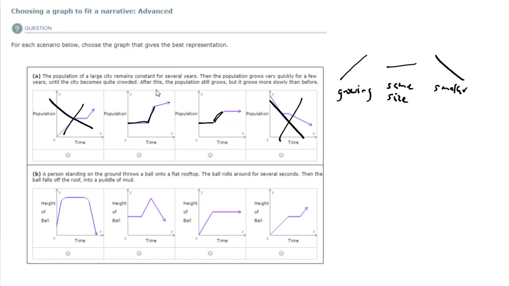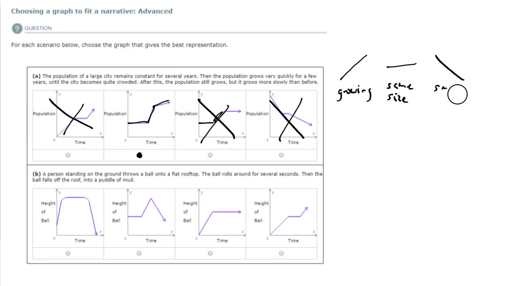Let me read the next sentence. After this, the population still grows, but it grows much more slowly than before. So if I look at these next lines, it says here that it's increasing a little bit, and here it's staying the same, a flat line, same size. So it can't be this graph. It has to be this one right here. So that'll be my answer for this part.